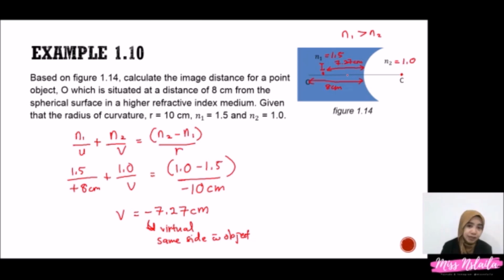So from this video, you have learned about the refraction of light, the law of refraction, and refraction at a plane surface. We have the equation of Snell's law, sin I over sin R equal to N2 over N1. We also have refraction at a spherical surface, and we have this equation, the spherical refracting surface equation, N1 over U plus N2 over V equal to N2 minus N1 divided by R. Don't forget about the sign convention.